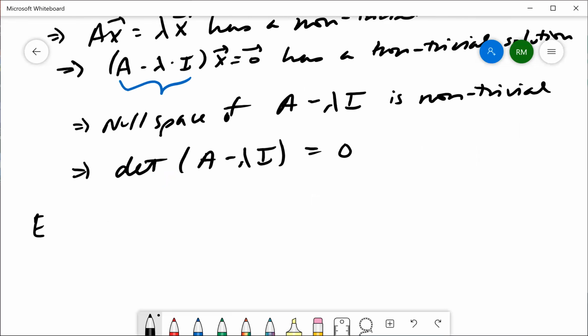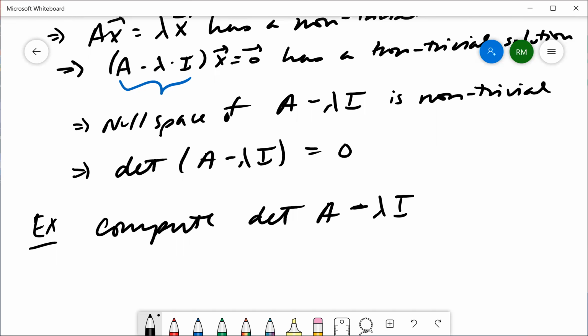So let's do an example. Let's compute the determinant of A minus lambda I, where lambda is a variable, for A equals this matrix right here.